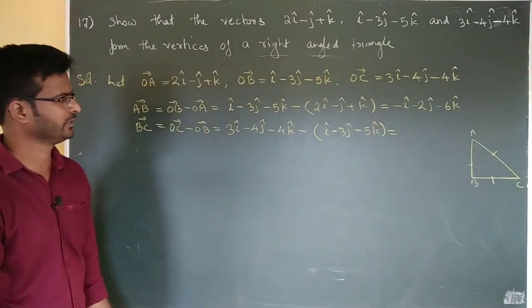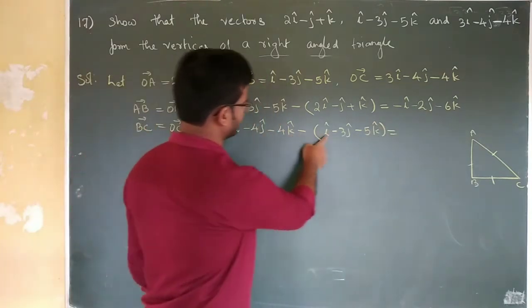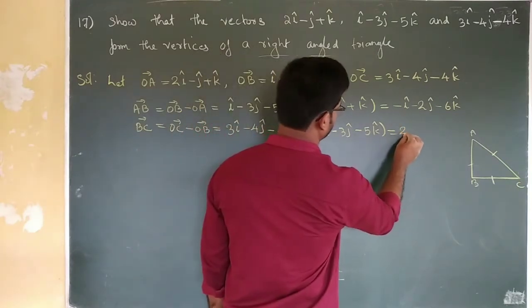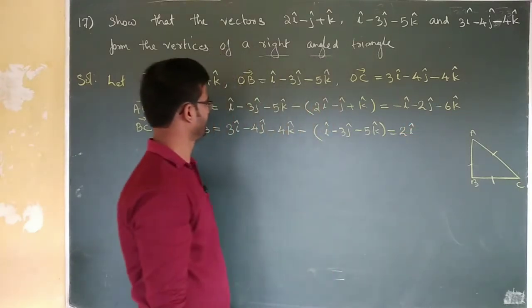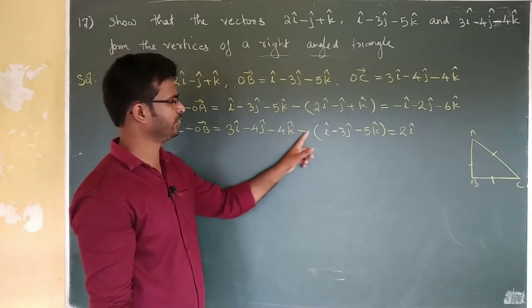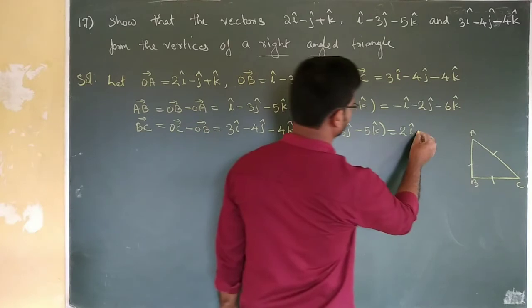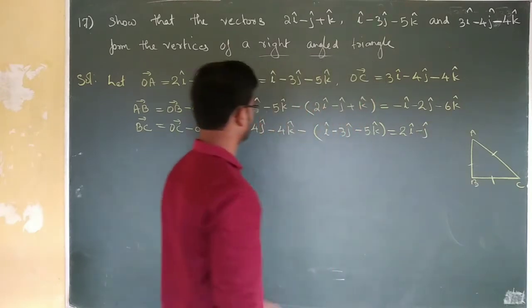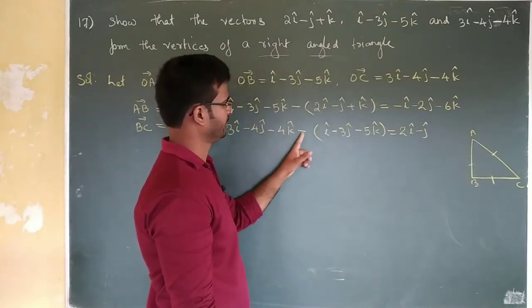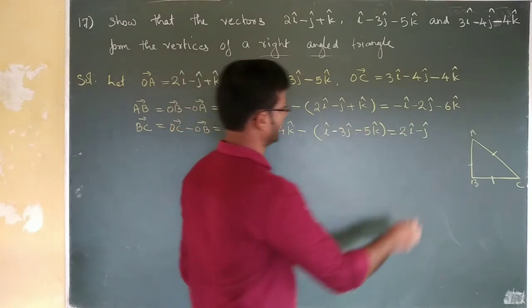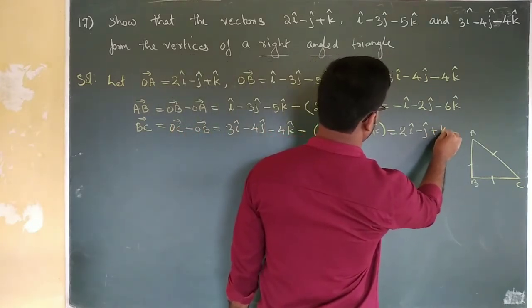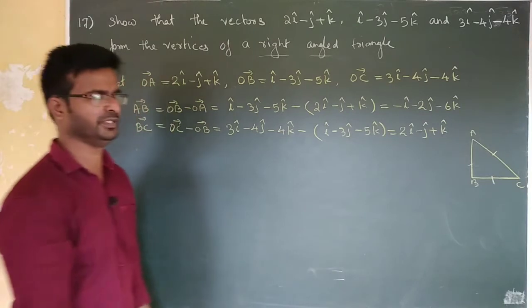Now we can remove the bracket. 3 minus 1 is 2i. Minus 4j minus minus plus 3j, that will be minus j. Minus 4k minus minus plus 5k, you will get 1k. This is our BC vector.